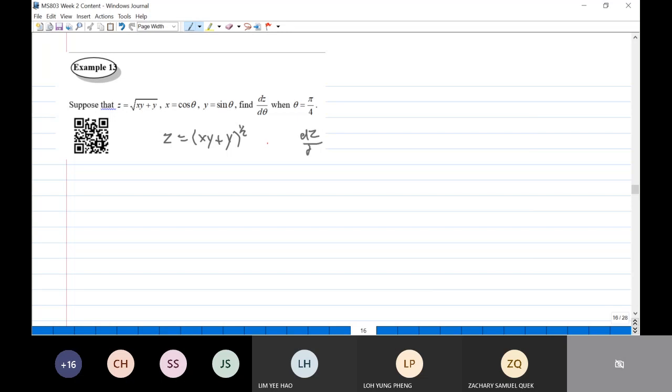dz d theta. Okay, I want to find out the partial differentiation of z with respect to x first, then dx d theta. So that is a normal differentiation now, okay? Because x depends on one variable only, theta. And then dz dy, partial differentiation with respect to y, then dy d theta.